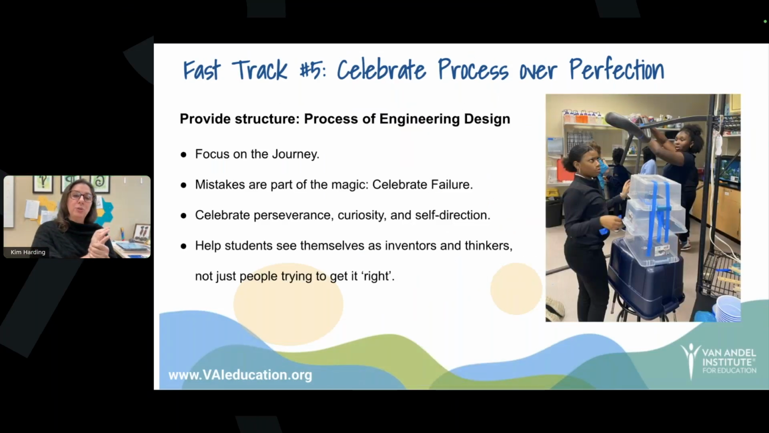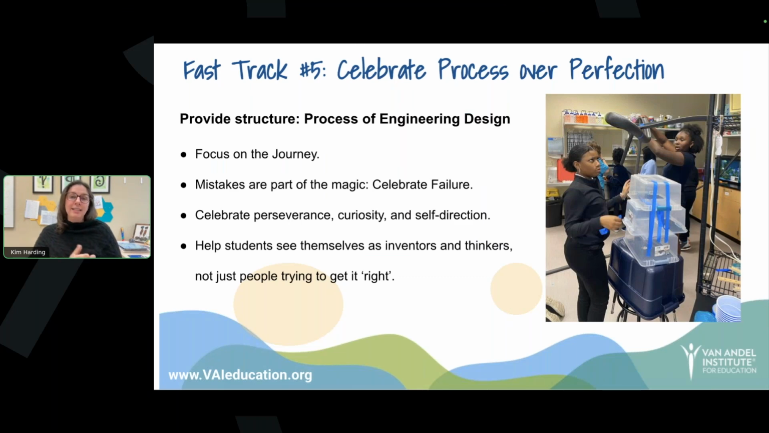So another part to celebrating that process over perfection is just focusing on that journey. A lot of pressure is either put on kids or they put it on themselves, that everything has to be right away. There is a right way to do something and there's a wrong way to do something. And to try to help them back up from that, because when they put that kind of pressure on themselves, their creative mind really comes to a halt.